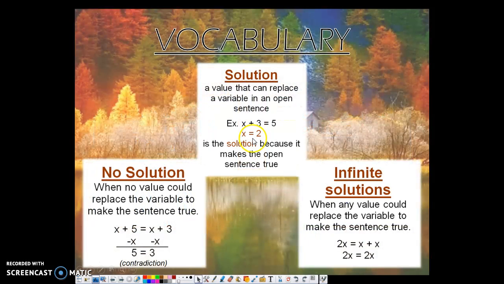If you ever have x equals some number, that means it has a solution, and that is its solution. If you ever have something that does not make sense, like 5 equals 3, 5 does not equal 3, so that's no solution. Infinite solution is when you have the same thing on both sides.